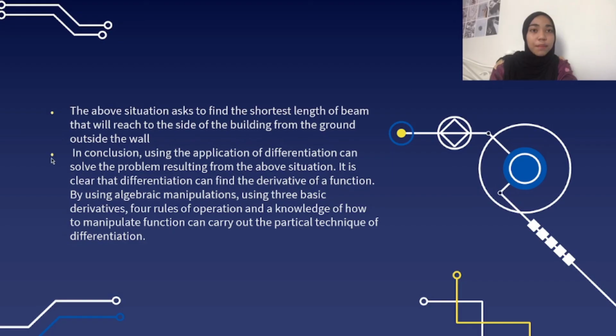Thank you. My name is Nurunadia binti Nurazaman. My matric number is 2021854844. Now, I will continue with the conclusion.